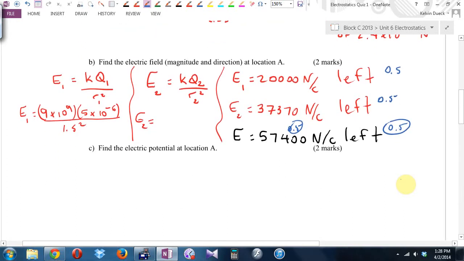C says, find the electric potential at location A. Curtis, by far, the most common mistake I see kids do this.